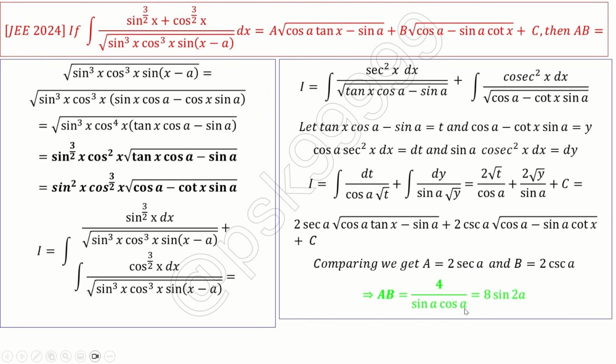So A into B is nothing but 4 by cos a sin a, which I can write as 8 times sin 2a, or I can leave it like that. Depending on the multiple choice, you can choose which one is correct. Okay, this is the answer. Next.